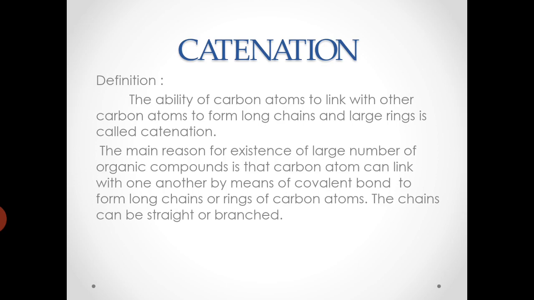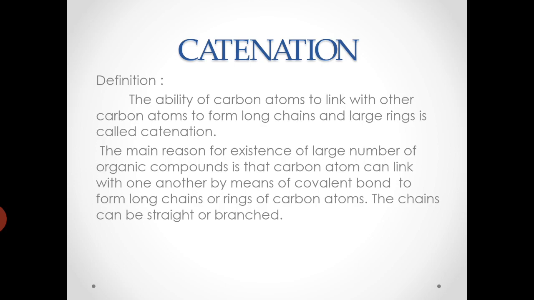that is catenation. Okay students, what do we mean by catenation? How can we define catenation? So beta, we have to define it. First of all, the ability of the carbon atoms to link with the other carbon atoms to form long chains and larger rings is called catenation. Self-linking property of a carbon atom.